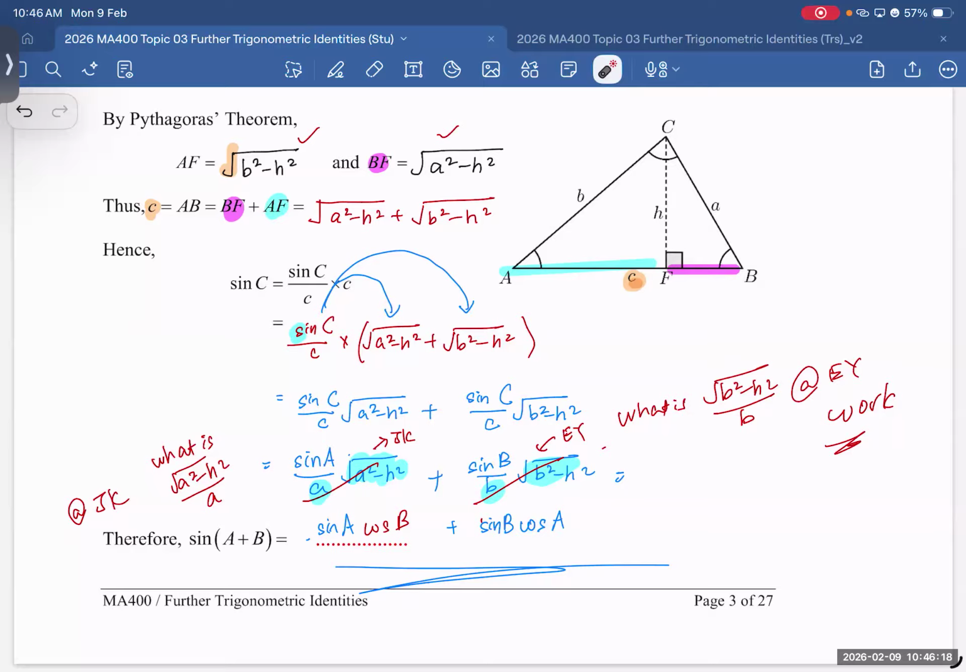Isn't it beautiful when you come up with a proof like this? It's not beautiful or not? Beautiful? Or just like you.